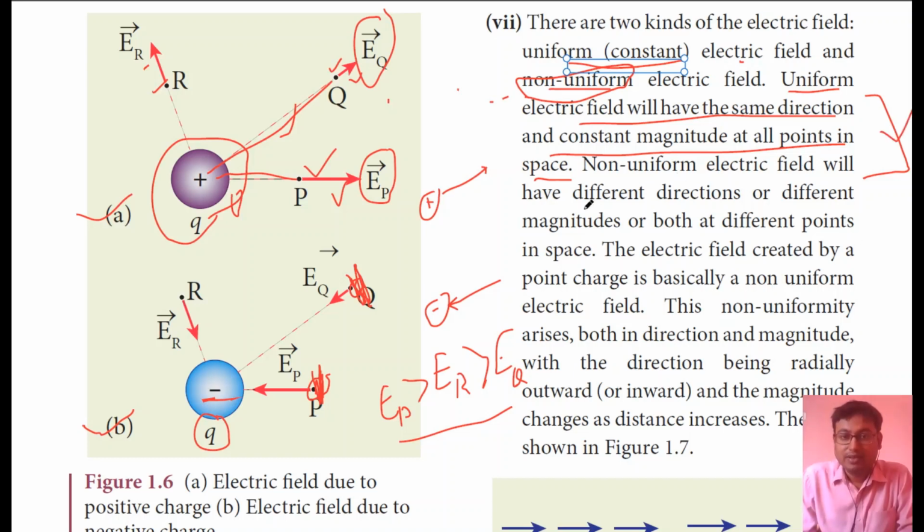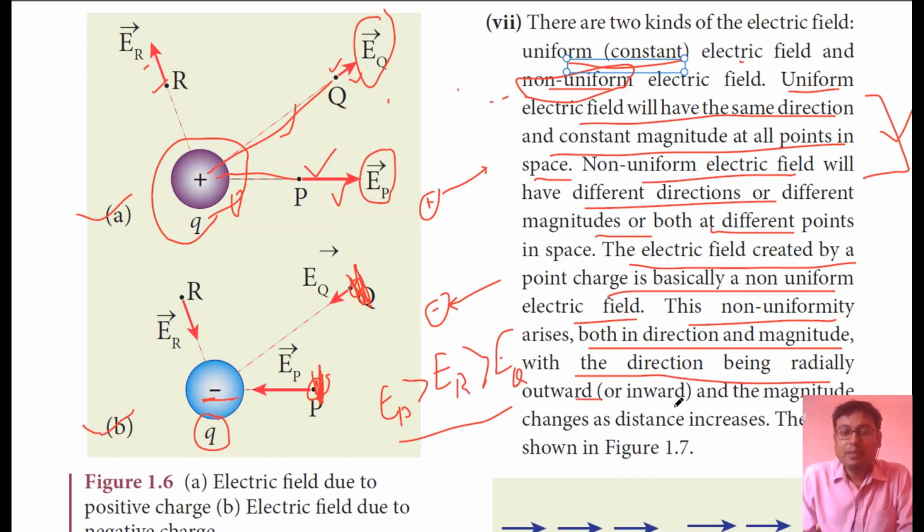A non-uniform electric field will have different direction or different magnitude, or both. That means it may have either different direction or different magnitude, or different direction and magnitude both. We will see that with the help of the figures given below in figure 1.7. The electric field created by a point charge is basically a non-uniform electric field. This non-uniformity arises both in direction and magnitude, with the direction being radially outward or inward depending upon the nature of the charge, that is, positive charge or negative charge, and the magnitude changes as distance increases.